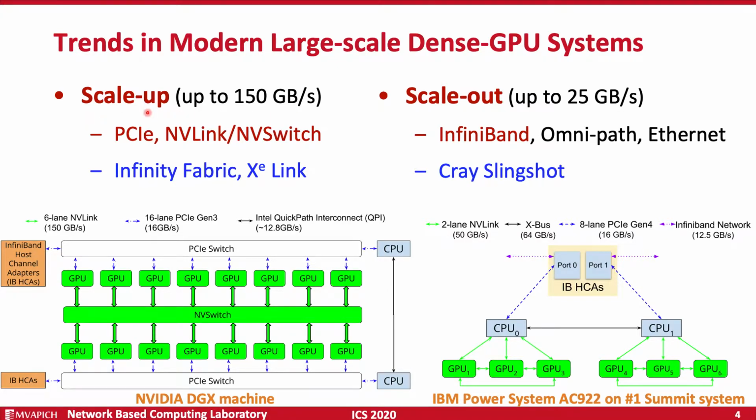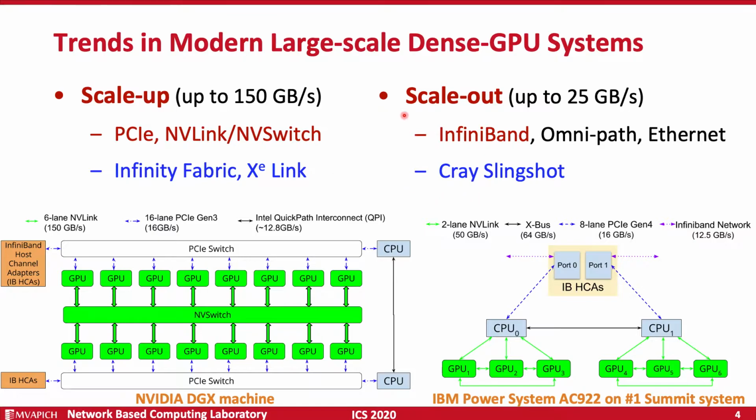To scale up, we usually use technologies called PCIe and NVLink, NVSwitch, these interconnects. For example, the NVIDIA DGX machine has 16 GPUs put together in one single machine, one single node. They're all connected by the NVIDIA NVLink and NVSwitch technology. And in the next generation supercomputers, we'll be seeing AMD GPU using Infinity Fabric and Intel XE-Link.